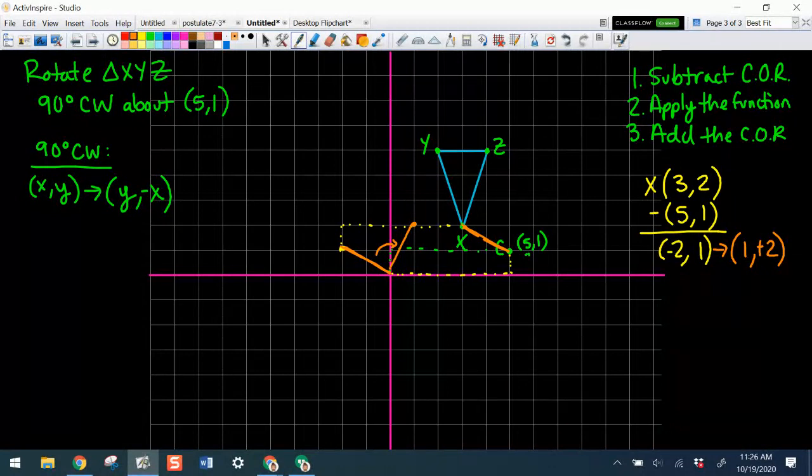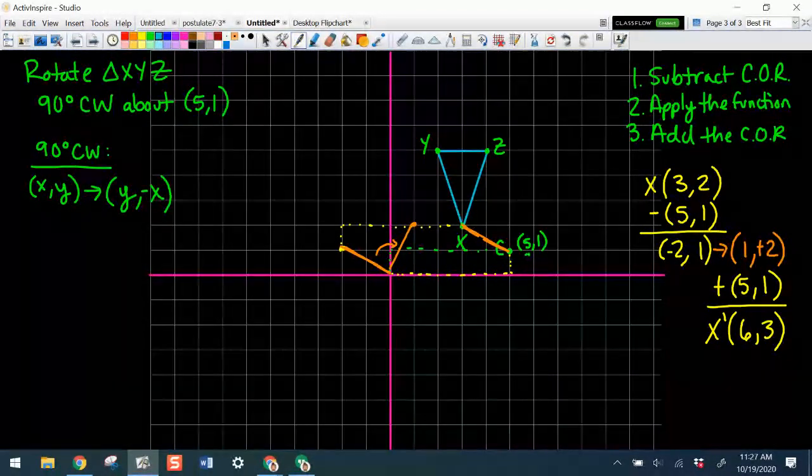There's that 90 degree rotation. And then because our center of rotation was not the origin, the last thing we need to do is add the center of rotation back. So we're going to add (5, 1). And our final point, our image for X prime, will be located at (6, 3). So I'll graph that point here. So (6, 3) is here.